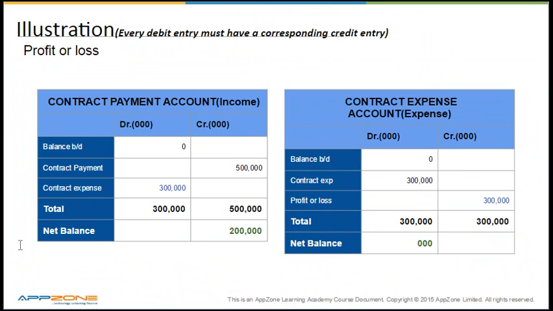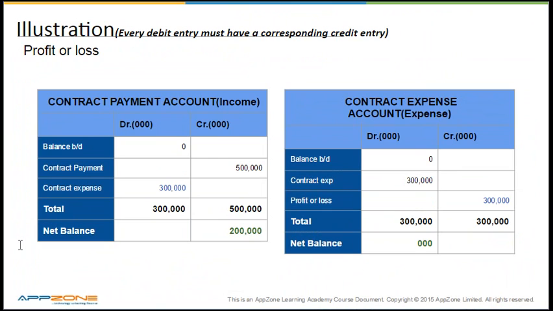Giving our expense to our income, we will be crediting our contract expense to indicate that we have transferred that particular amount to someone, and who received it, our contract payment account, which is our income account. So we will be debiting our income account to indicate receipt of that amount. Hence, our contract expense will now be left with a net balance of 0 naira, and our contract payment account, which is our income account, will now have a net balance of 200 million naira.